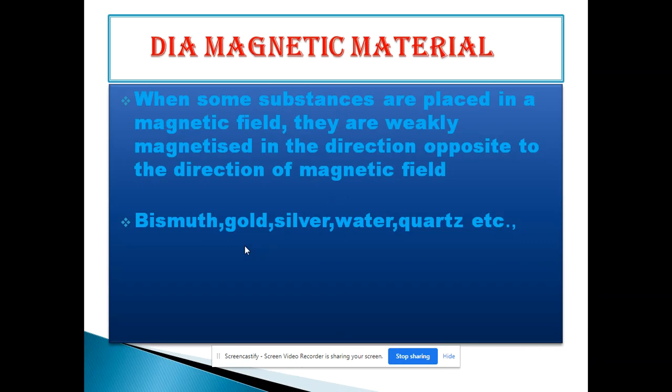Diamagnetic material. When some substances are placed in a magnetic field, they are weakly magnetized in the direction which is opposite to the direction of the magnetic field. These types of materials are known as diamagnetic materials. Examples of diamagnetic materials are bismuth, gold, silver, water, quartz, etc.